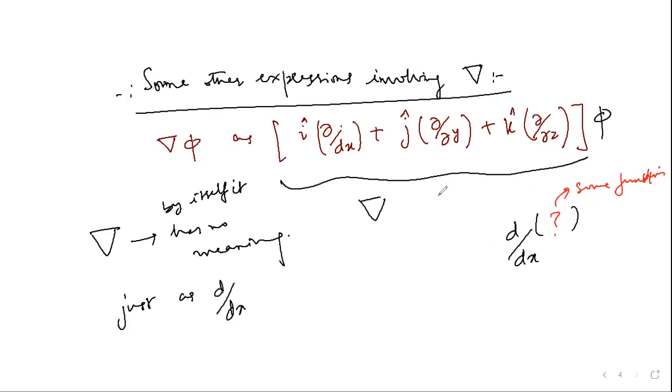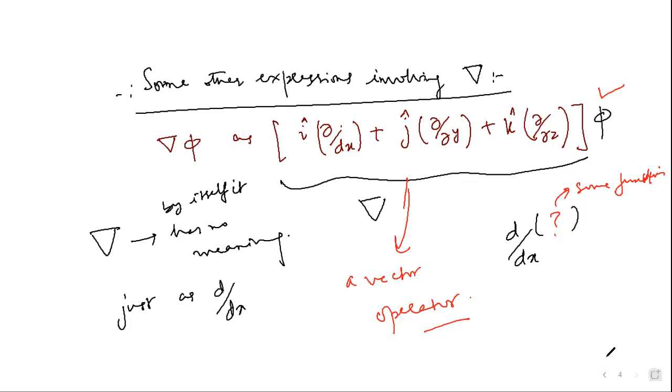Likewise, this del, this bracket, is a vector operator. By itself, it has no meaning. Only when you put some function here, some field, here you have put phi, it operates on that and we get a certain quantity. So we give meaning to this operator.